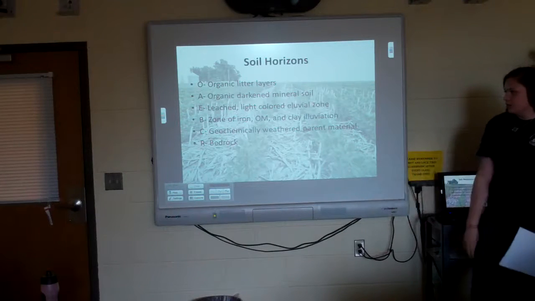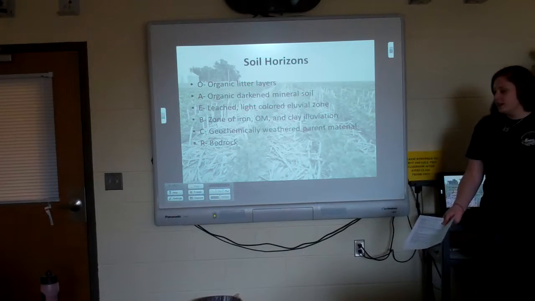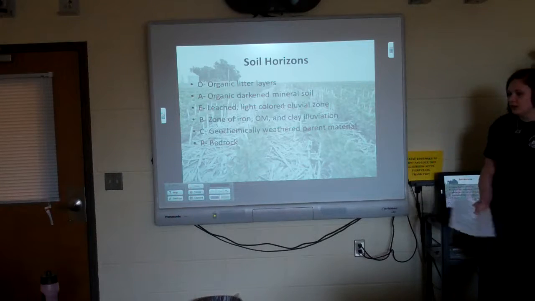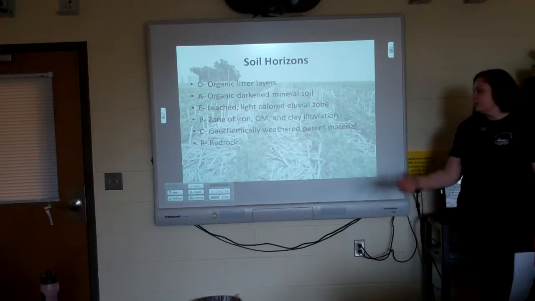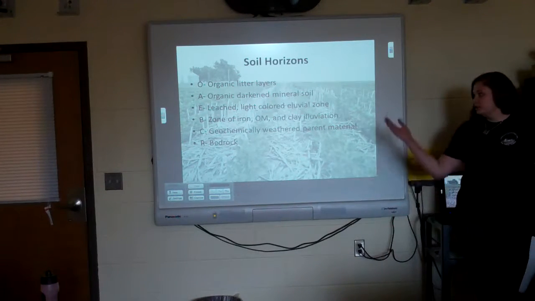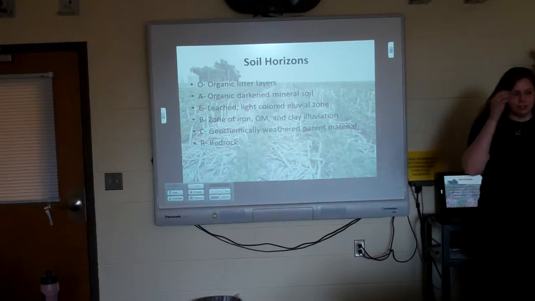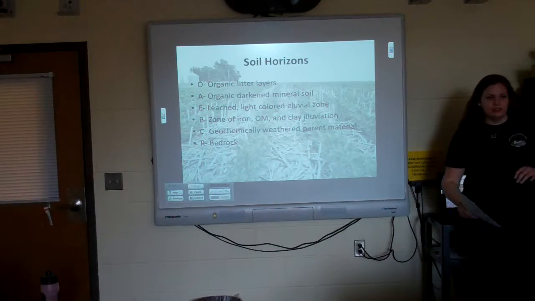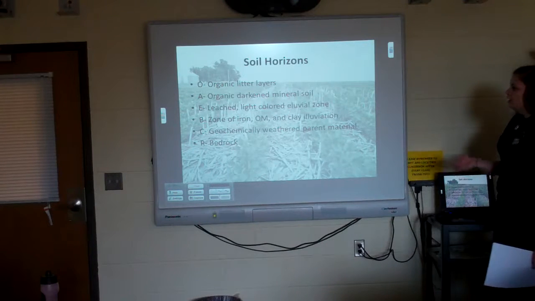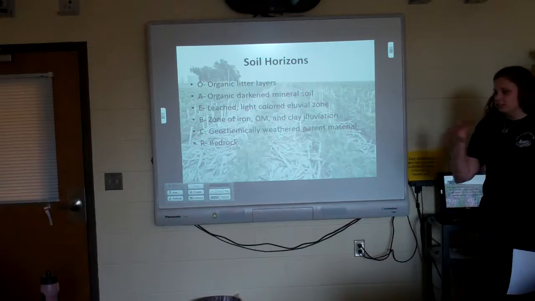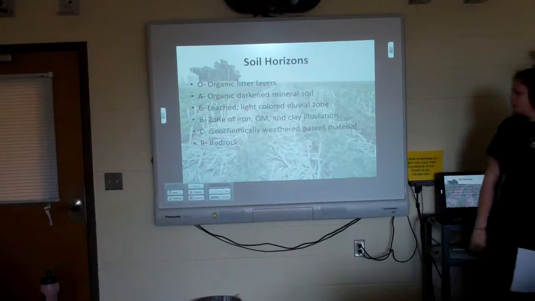The basic soil horizons are the O, A, E, B, C, and R. In agriculture, when you till, you focus on the O and the A horizons because those are the horizons you're actually disrupting with tillage. And these are the horizons that have most of your organic matter.